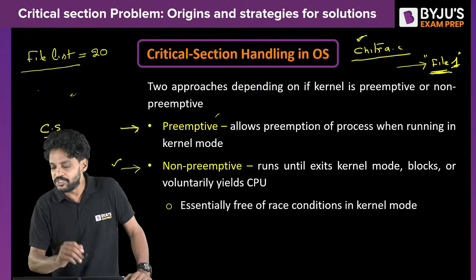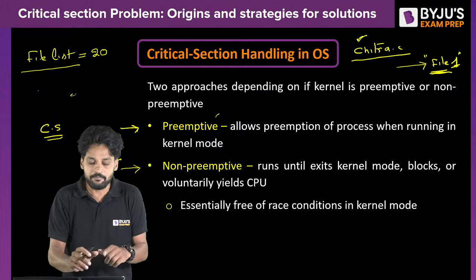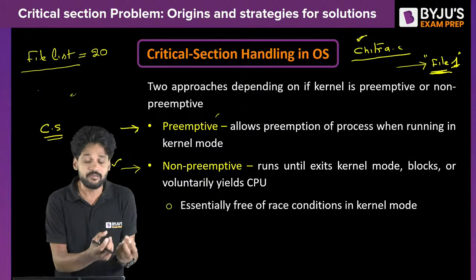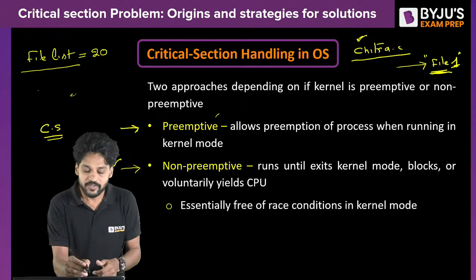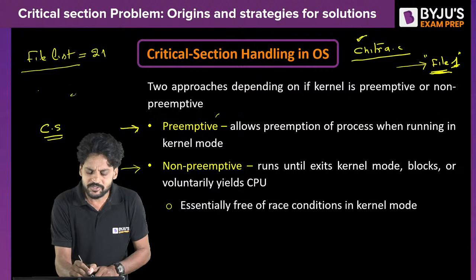When this Chitra.c opens one more file, immediately within the kernel mode, it has to be updated. Understand, this file list is a kernel data structure. It has to be maintained within the kernel. So, it will be updated to 21. Now you can simply understand.